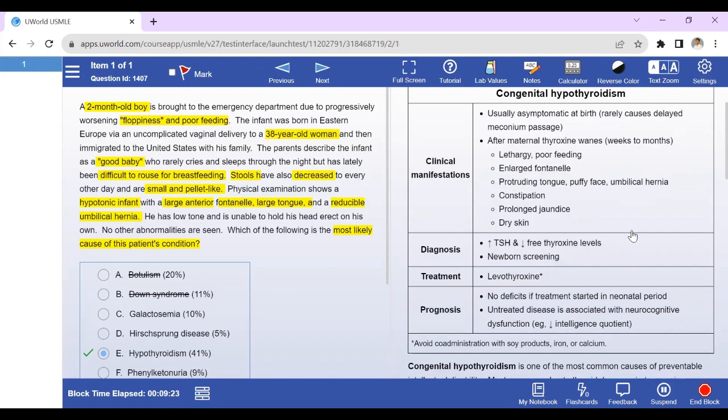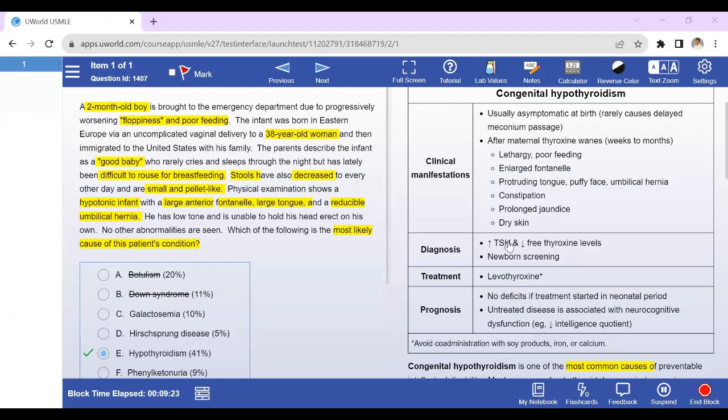Now, what is the diagnosis of congenital hypothyroidism, right? If there are decreased free thyroxine levels, because the maternal thyroxine has already waned off, then there will be decreased negative feedback, and then the TSH will increase.